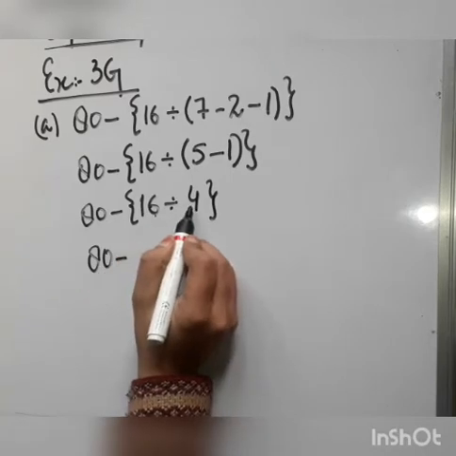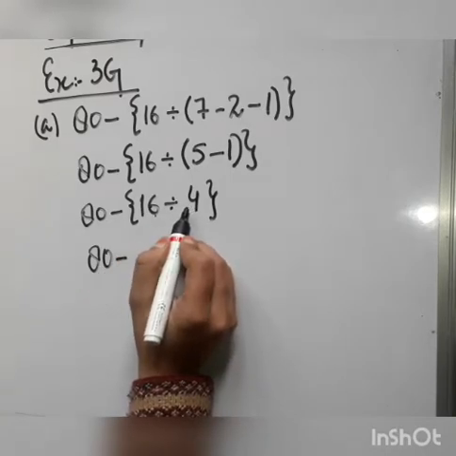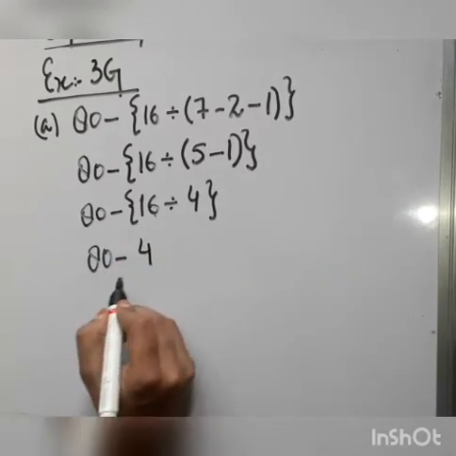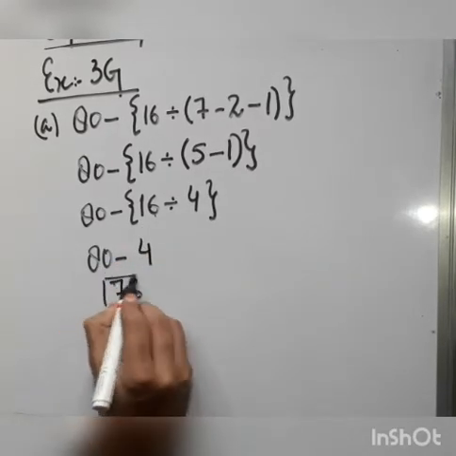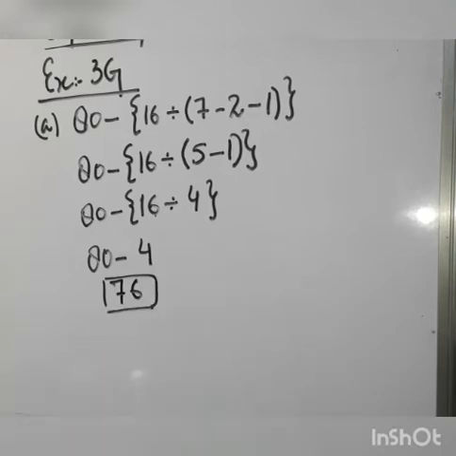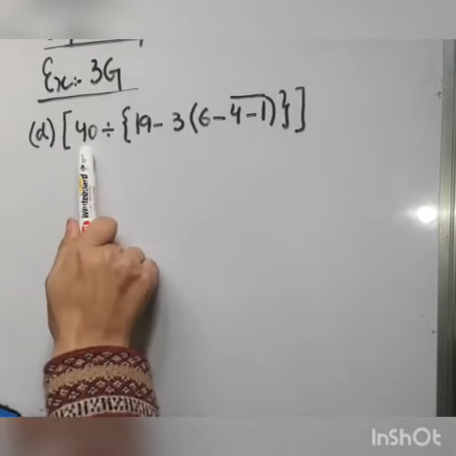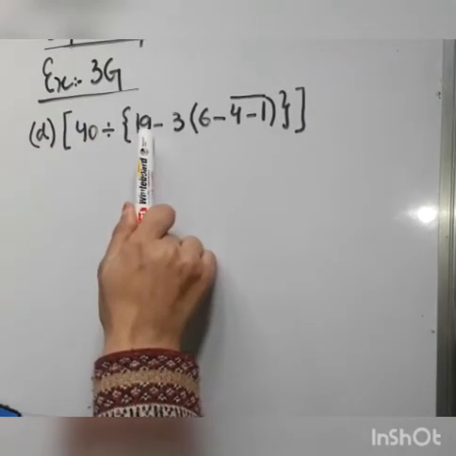Now 80 minus 16 divided by 4 is 4 because 4 fours are 16. So we'll remove these curly braces and write 4 here. Now 80 minus 4 is 76. So 76 is the answer. Clear? Now students, part D as per your textbook is the square brackets, then 40 divided by curly braces 19 minus 3 small brackets 6 minus 4 minus 1.